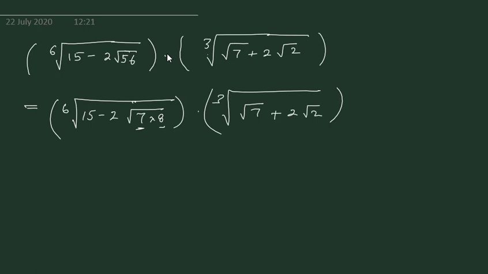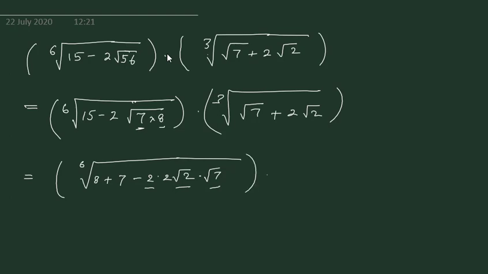So what I can say is that this is 6th root of, now here first I will write this minus term, minus 2 into 2 root 2 into root 7. Okay, so this is something like 2ab. So this 15 we have to write as a square plus b square, that is, this 15 can be written as 8 plus 7. Now here we will keep this as it is, that is 3rd root of root 7 plus 2 root 2.